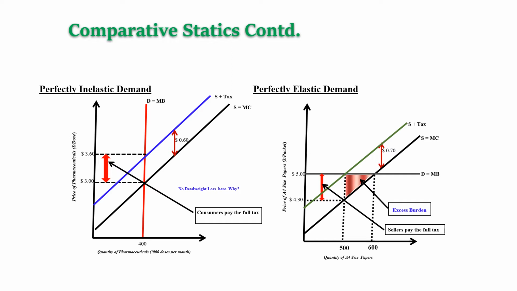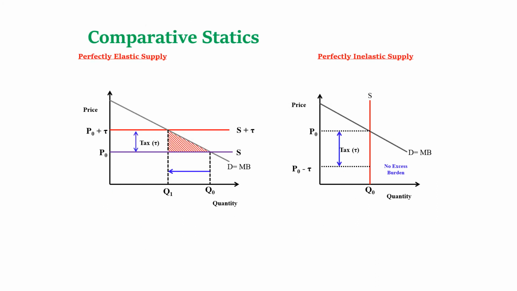Now we see that when demand is perfectly inelastic, the burden of the tax is shifted onto the consumer. When demand is perfectly elastic, the burden is shifted onto the producer. Okay? Now take note of this one. The true or false questions in the finals. Take note of them. Okay? Comparative statics, perfectly elastic supply, and then perfectly inelastic supply.